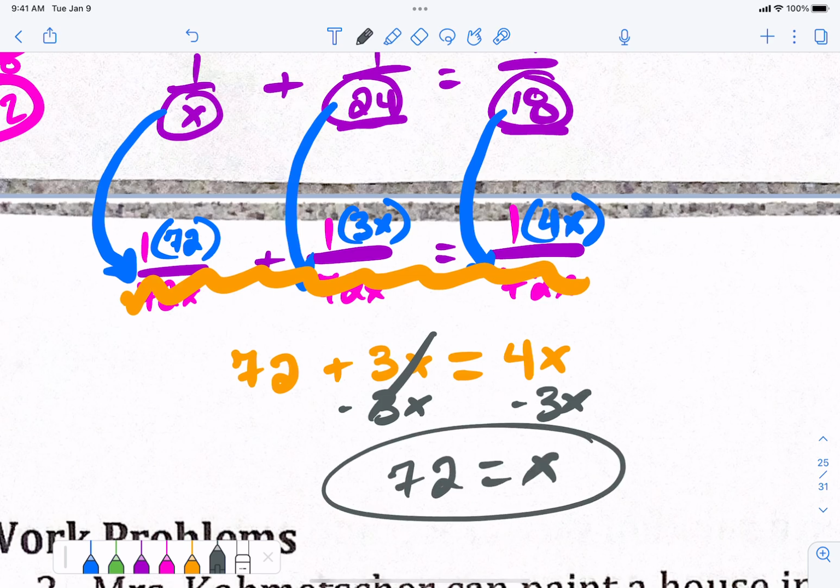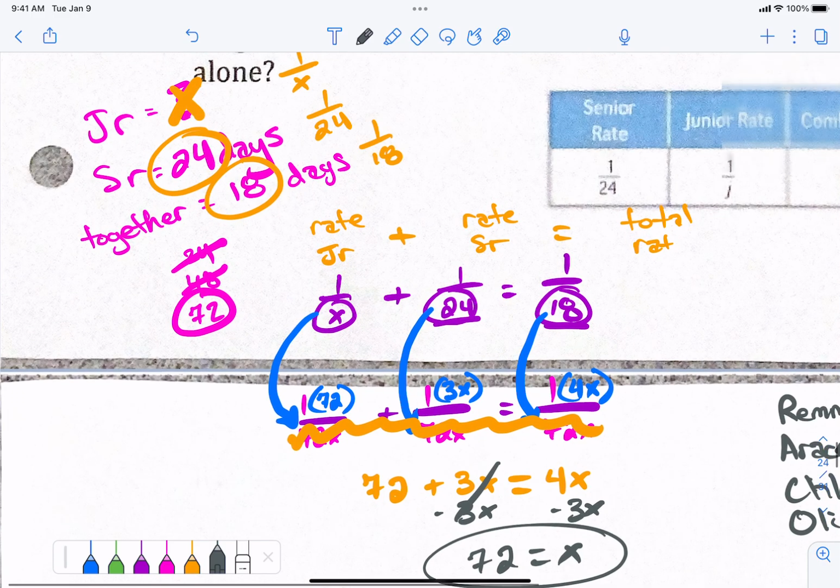What does that mean? It takes the seniors 24 days to build a house. It takes the juniors 72. 72. Whoa.